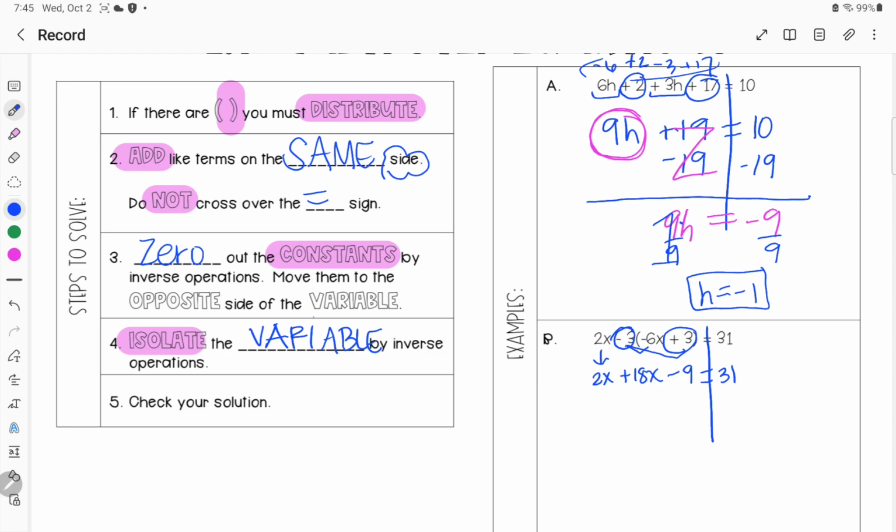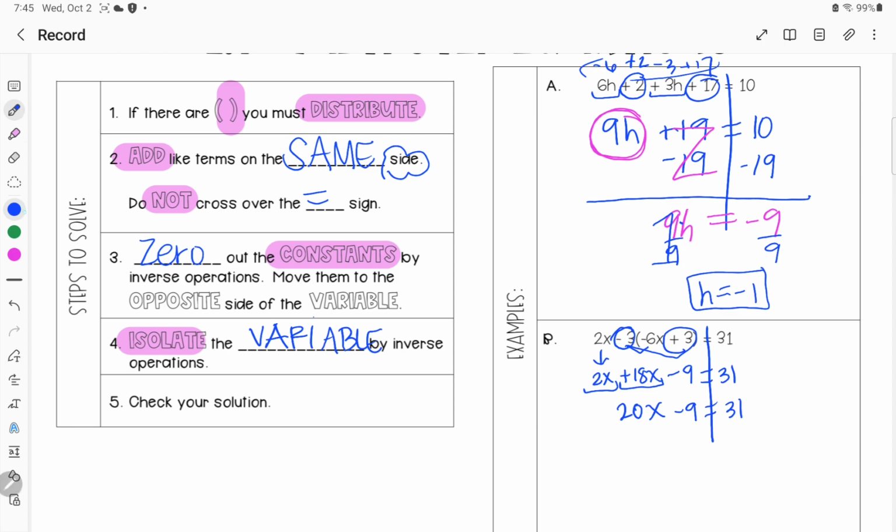Step 1, done. Step 2, we're going to add like terms on the same side. You'll notice there's nothing over here to do. It's just 31, so I can leave that. But I have 2x and 18x. So instead of saying 2x plus 18x, I'm going to say 20x together. And I still have my minus 9, and it still equals 31. I didn't change anything. I just simplified it.